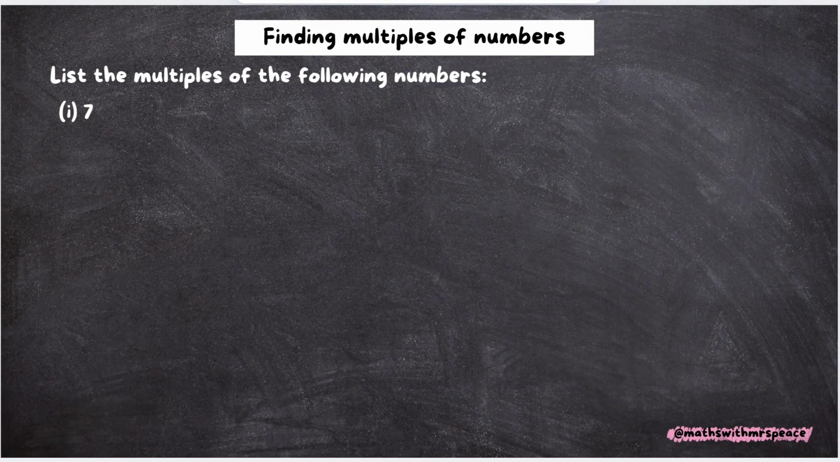Here's another example. List the multiples of the following numbers, and the first one is 7. So just like we did with the previous example, we're going to go ahead and do the multiplication of 7 by other numbers, and we're just going to list the first 10 multiples here. Like I said earlier, if you're asked to list multiples and it's not specified how many multiples you should list, in some instances you can be asked to list the first 5 multiples or the first 4 multiples. You can do that when it's specified, but when it's not specified, I think it's okay to just list at least the first 10. So that's what we're going to do here.